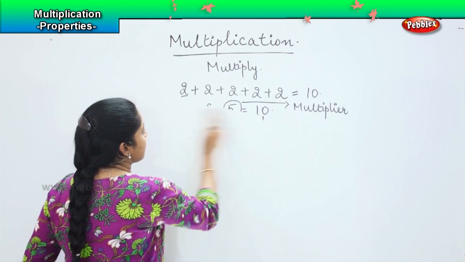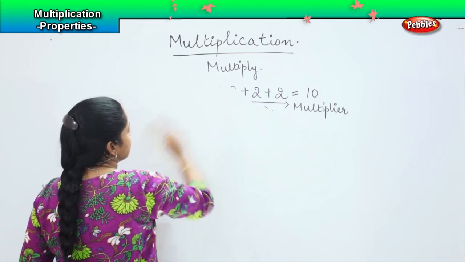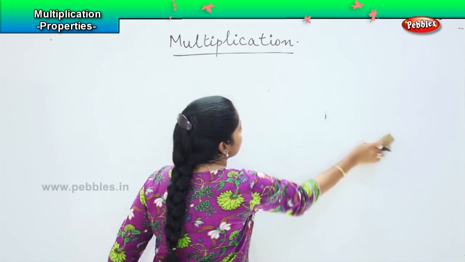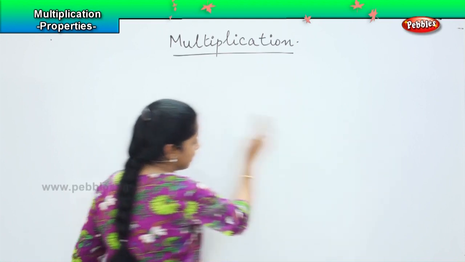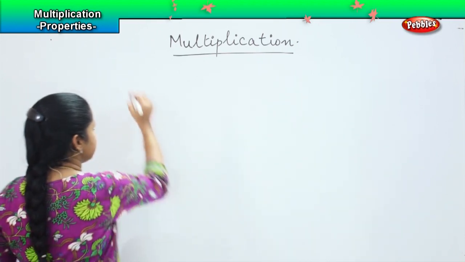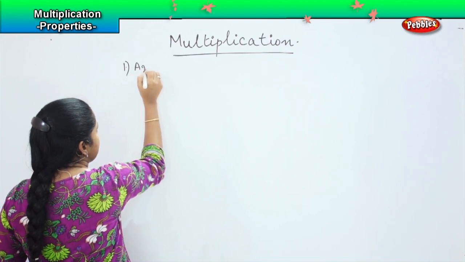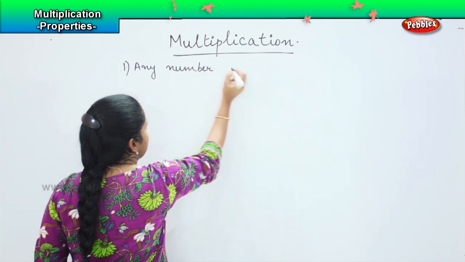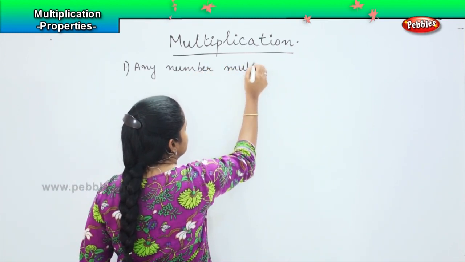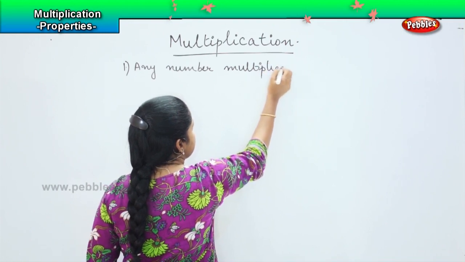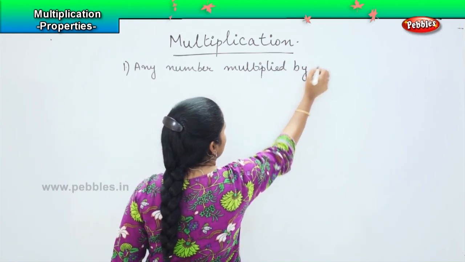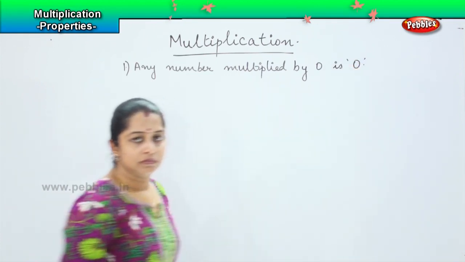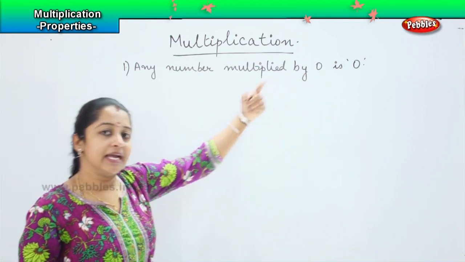So, now we are going to learn the various properties of multiplication. The properties are not much different from what we have learnt in addition and subtraction, but here there will be minor changes in a few of them. So, the very first property of multiplication is: any number multiplied by 0 is 0.